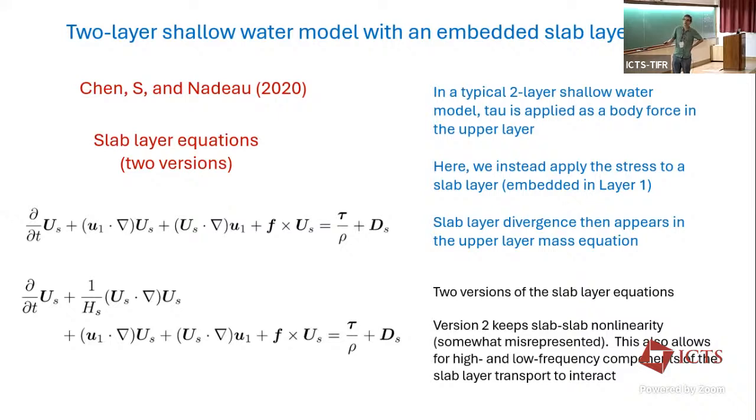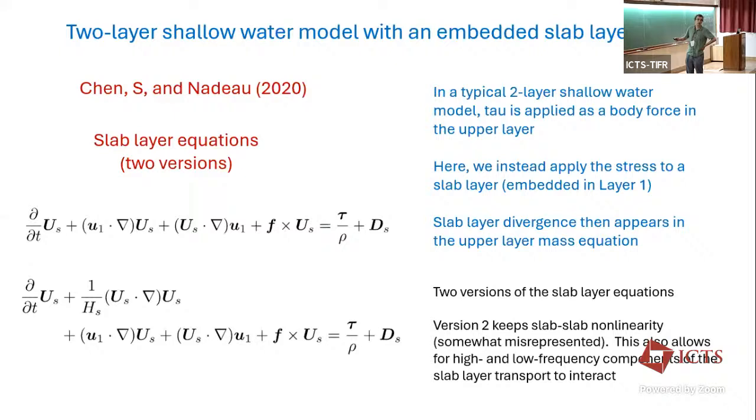So it's not strictly true, right? But I'm going to do it anyway. This allows for sort of Ekman-Ekman interactions, but I'm also going to get inertial oscillations here, right? So this set of slab layer equations gives me the nonlinear Ekman stuff, and it's going to give me inertial oscillations. And the D here is a dissipation, right?